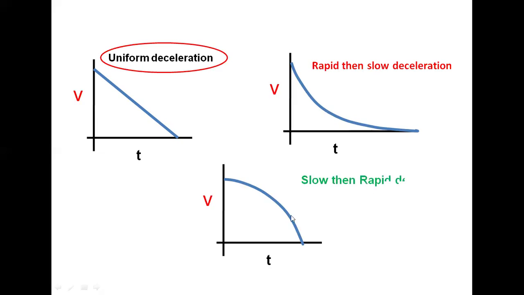The third one, slow, then rapid. It means in the beginning, body was having decrease in speed, but that rate was slow or less. But later on, the gradient increases, meaning the rapid deceleration.